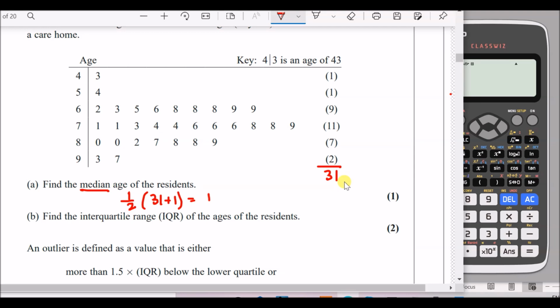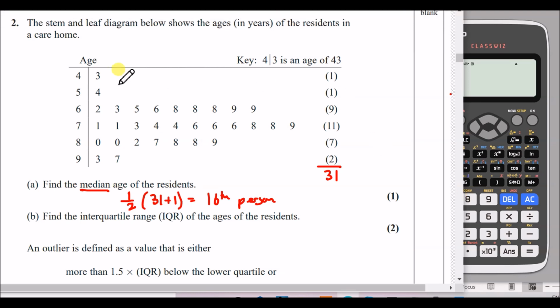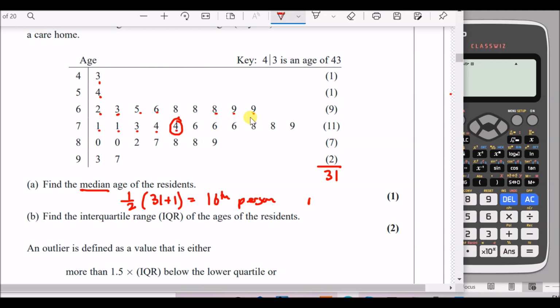And this is going to give us the 16th person, yeah? So that's what we want, the 16th person. Now to find the 16th person, the best way to do it is just to count, because it's not really a big data set. So to count, we just start at the beginning. So we've got 1, 2, 3, 4, 5, 6, 7, 8, 9, 10, 11, 12, 13, 14, 15, 16. So the 16th person is here. So we write the median age is therefore 74.